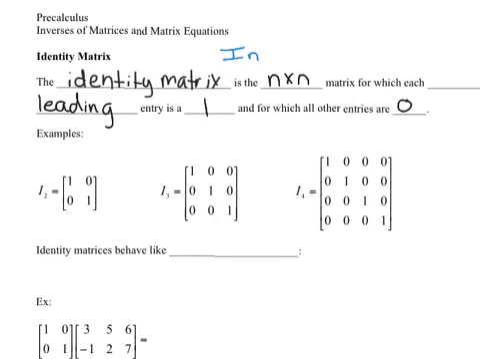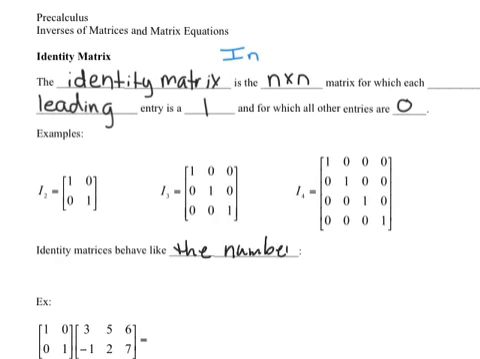So here are some examples of identity matrices. Here we have a 2 by 2. So I sub 2 just means 2 rows, 2 columns. There's our 1s. I sub 3, here are our 1s. I sub 4, there are our 1s. So that's what the identity matrices look like. And they behave like the number 1.